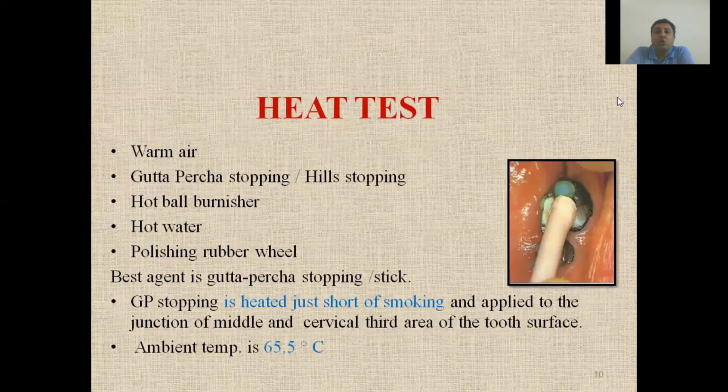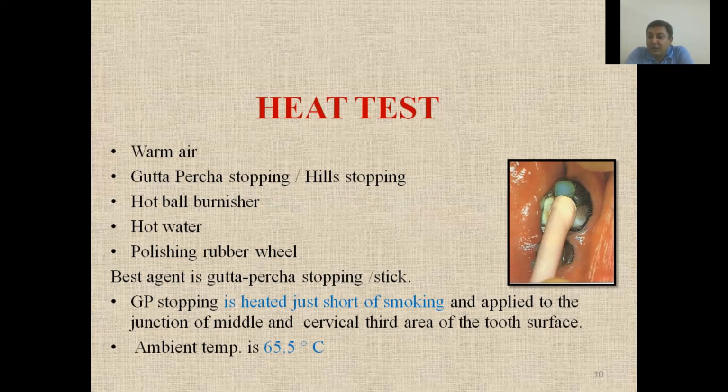Next, moving on to heat test. It is the thermal test. The agents involved in the heat test are warm air, gutta percha stopping, commonly known as hill stopping, hot ball burnisher, hot water, and polishing rubber wheel. Among these listed agents, the best agent is gutta percha stopping or hill stopping. The GP stopping is heated just short of smoking and applied to the junction of the middle and cervical third of the tooth surface being tested.